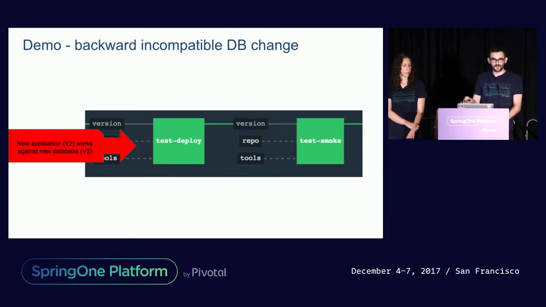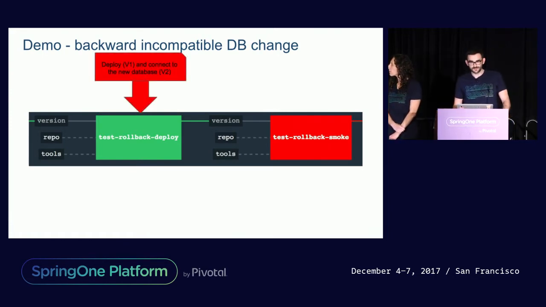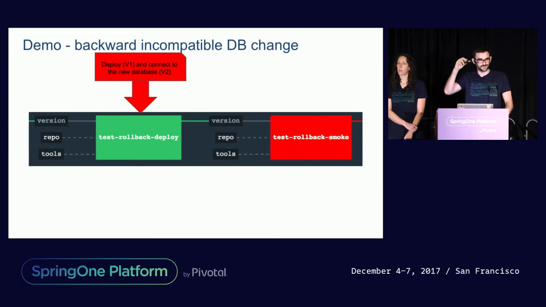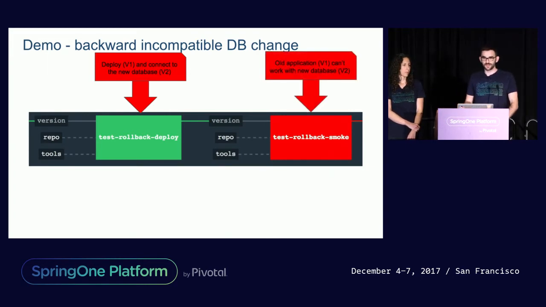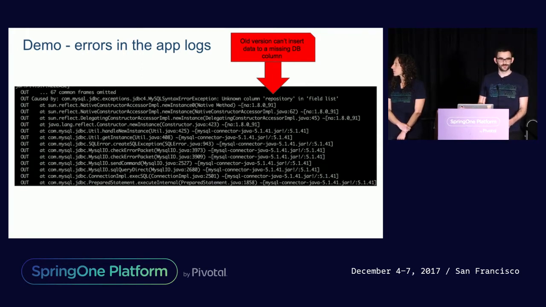So the new application works fine. The jar in v2 works fine against the database in v2, right? Now, this is red for a reason, because here we deploy v1 and connect it to this v2, right? And here we execute the smoke tests of v1. But the old application v1 can't work with the new database because it tries to inject data to a column called repository that doesn't exist in the database. So if you check out the logs of the app, you'll see unknown column repository, because it's not there, because somebody has renamed the column.